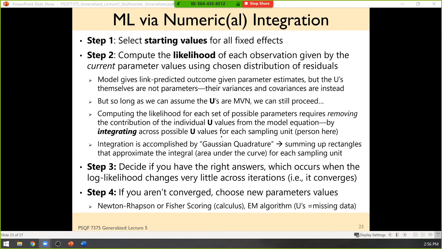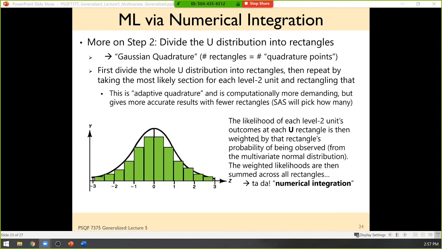So it starts with whatever values you might try out for the fixed effects. You can get them from the data. You can use calculus to figure out which way they should go next. It computes the log likelihood for each observation given the current parameters by trying on possible values of the U's, of what they could be, and then weighting the result based on how likely the U's themselves are.